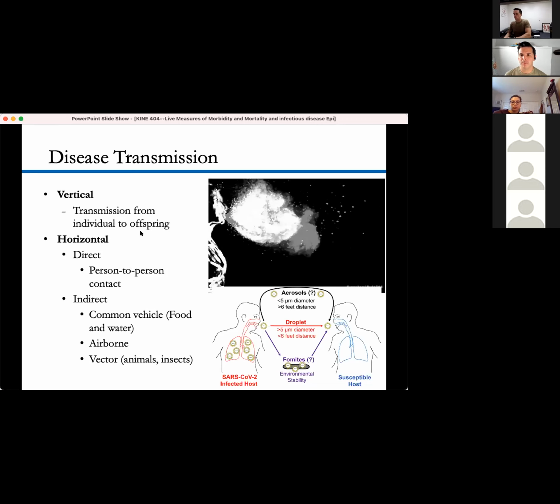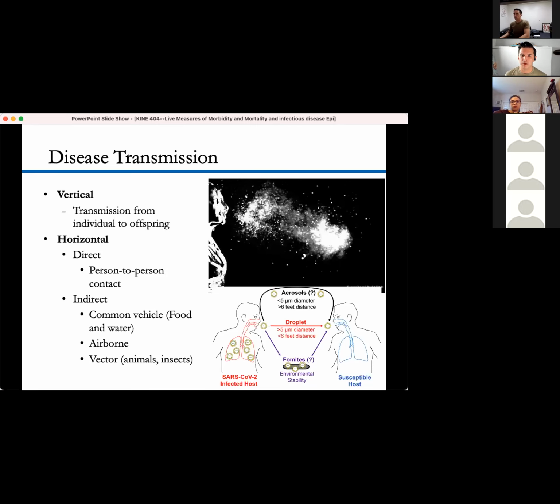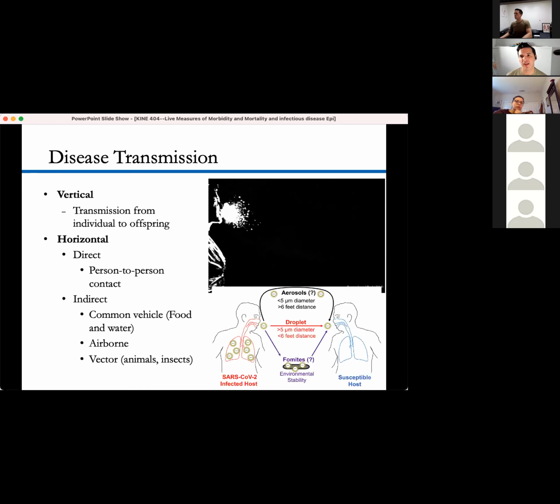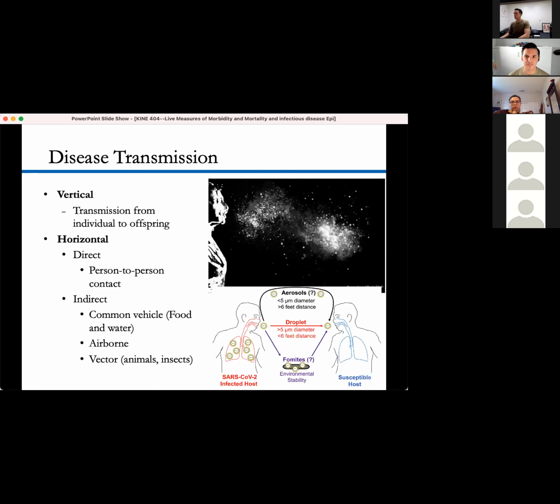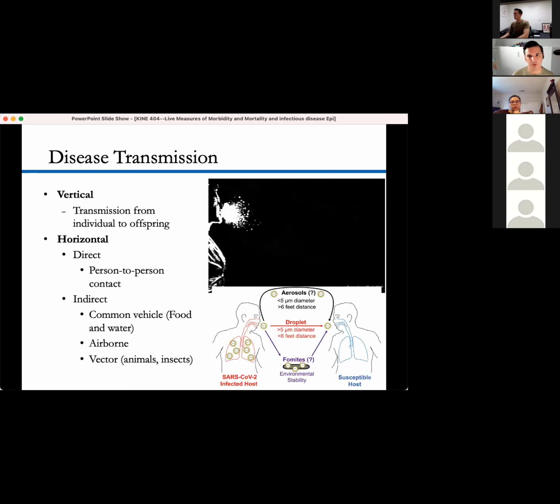Vertical transmission means from an individual to their offspring. So that typically means from mother to baby. There are a number of diseases that can be passed on from mother to baby in utero or during birth. For example, if a mother is infected with HIV, all women, when they become pregnant, have to get tested for HIV. It is a requirement in the United States and in most countries globally. The reason being is that if a mother is infected with HIV, that baby will not become infected with HIV while in utero. But what can happen is during the birthing process, with the presence of blood, that baby can become infected with HIV during birth.